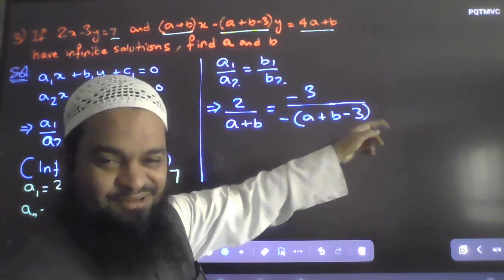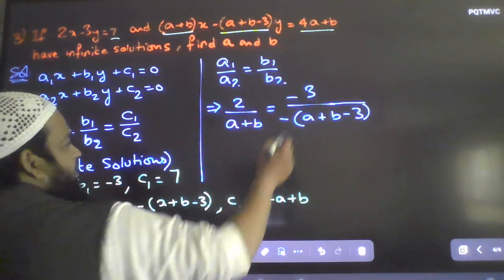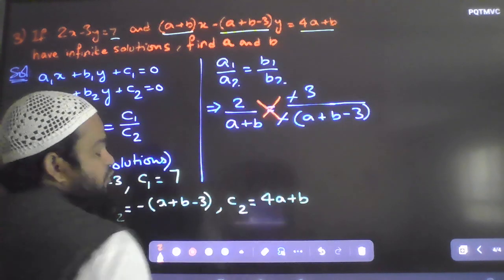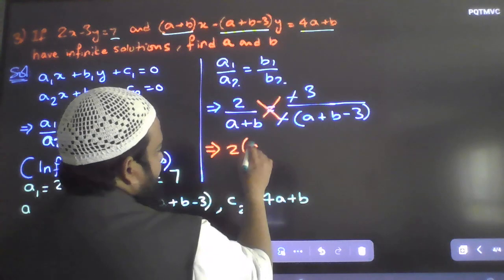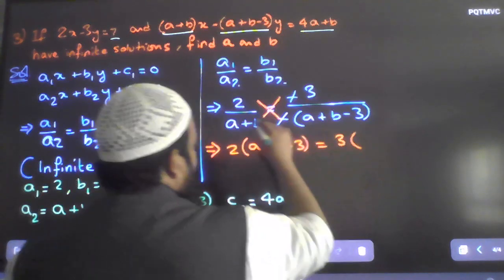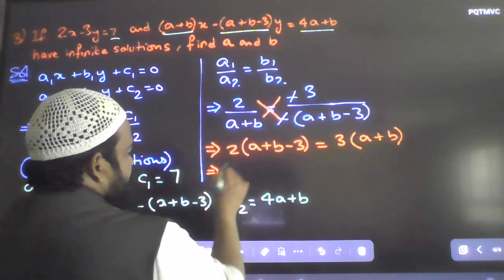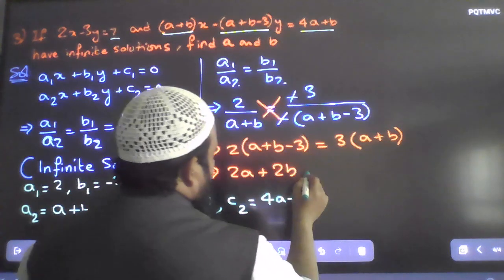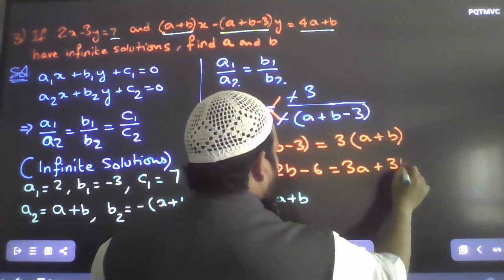Students, can you cancel 3 and 3? You cannot, right? Because the numerator is for all the three terms. So you cannot. But here minus and minus get cancelled. And after that, can I cross multiply? Yes. So that will be 2 times (a plus b minus 3) equals 3 times, take the denominator to the numerator, (a plus b). That implies 2a plus 2b minus 6 is equal to 3a plus 3b.